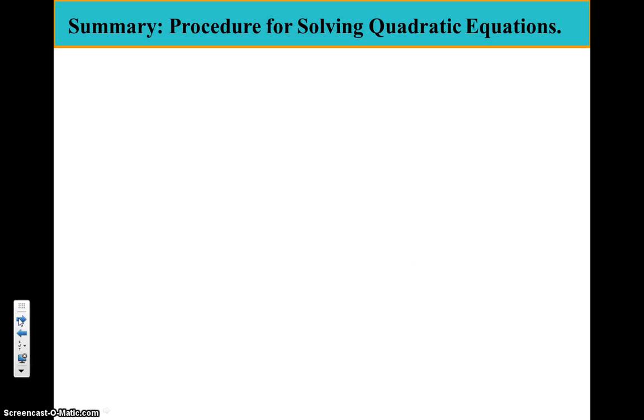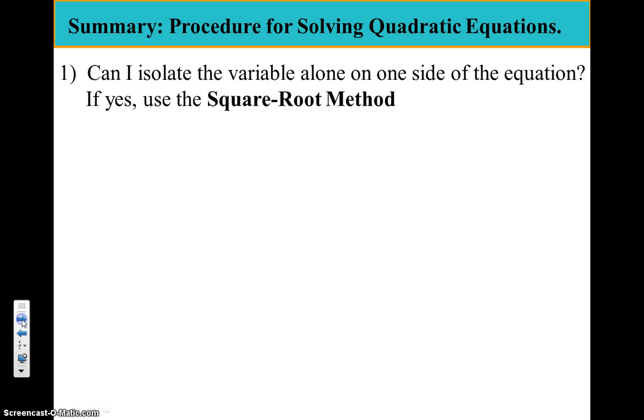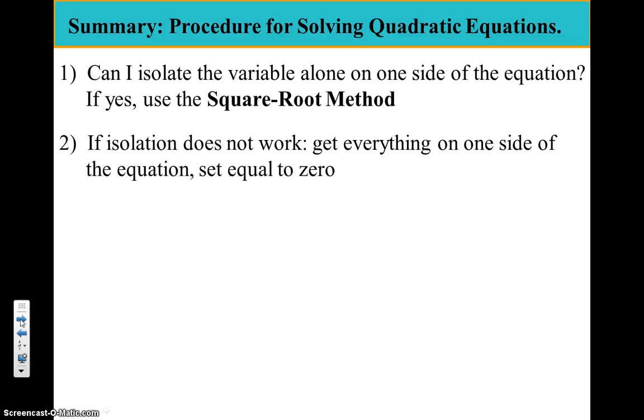So just some steps to think about when you're trying to solve a quadratic. What are things to look for? So first thing is ask yourself, can I isolate the variable alone on one side of the equation? If that's the case where you've got just a quadratic term on one side and you have a constant term on the other, that's when you want to use the square root method.